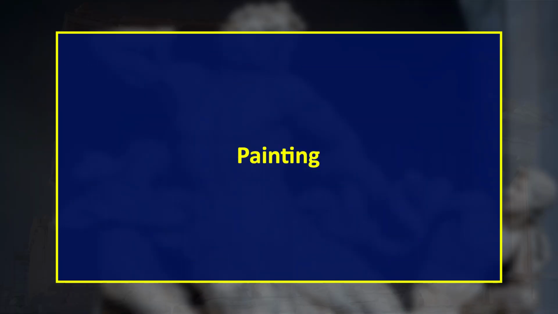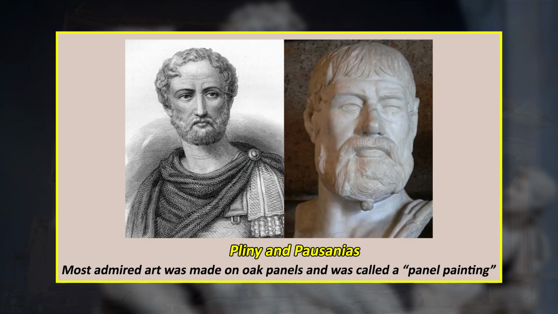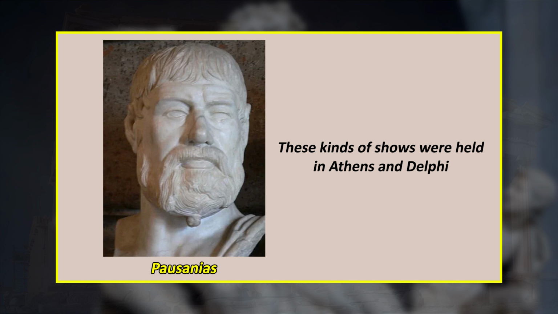Now coming to the painting traditions. Many interconnected painting traditions are notably found in ancient Greece. Writers like Pliny and Pausanias say that the most admired art was made on oak panels and was called panel painting. The artists used wax painting and tempera, and most of these paintings showed people like portraits and still lifes, having descriptions of a number of their compositions. Pausanias says that these kinds of shows were held in Athens and Delphi.